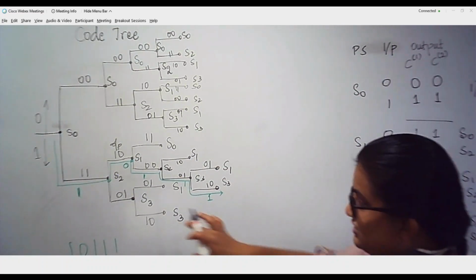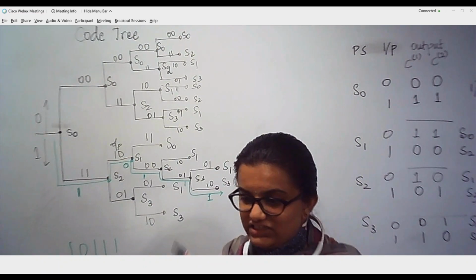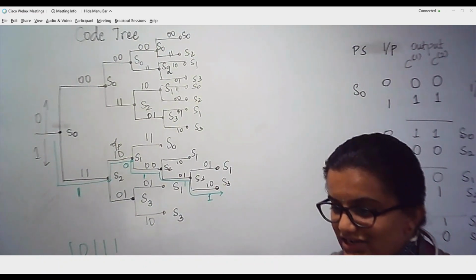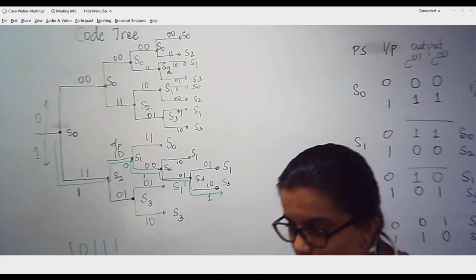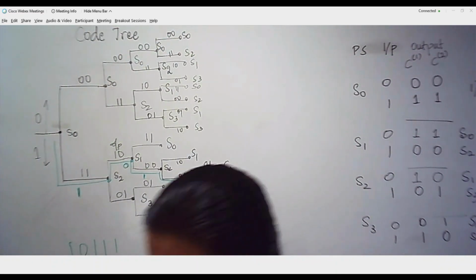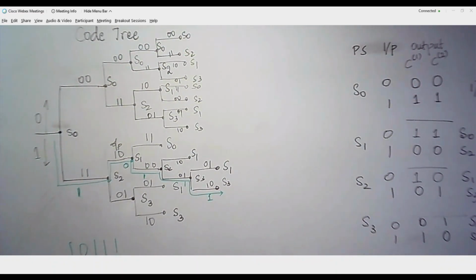Now this last bit is currently present in the first flip-flop. You need to wait till it gets flushed out, right? So please remember that unless you finally come back to the S0 position, the transition keeps on happening. To know that, you have an idea that L plus M should be the number of outputs that you're going to get.